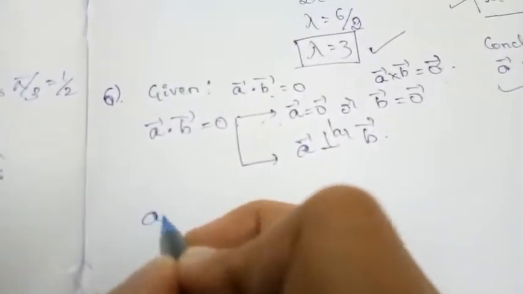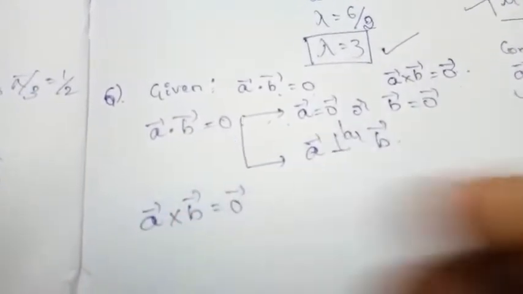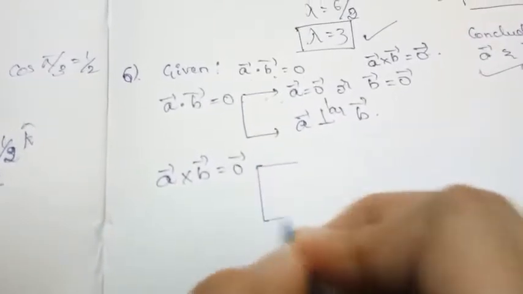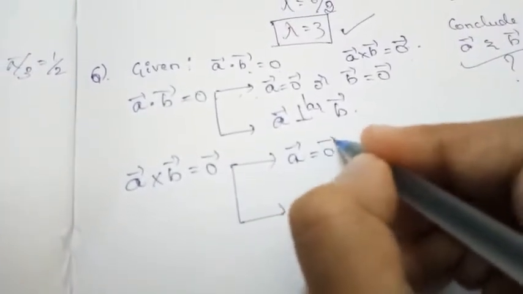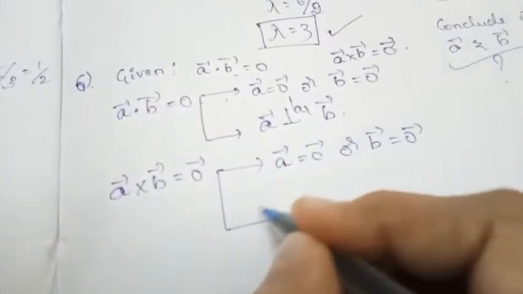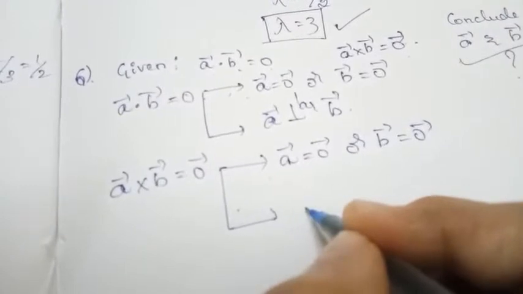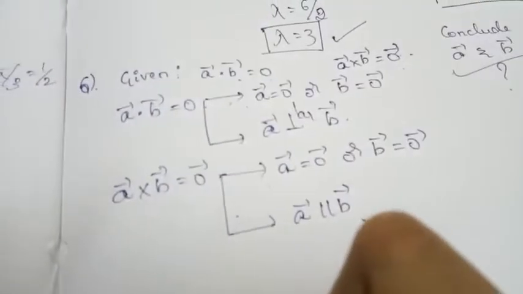They have given the same thing for the cross product of the two vectors, vector A and vector B, which is equal to the 0 vector. Suppose the cross product is 0, again there are two possibilities: either vector A is equal to the 0 vector or vector B is equal to the 0 vector. Suppose it is not equal to 0, then what? Vector A is parallel to vector B.